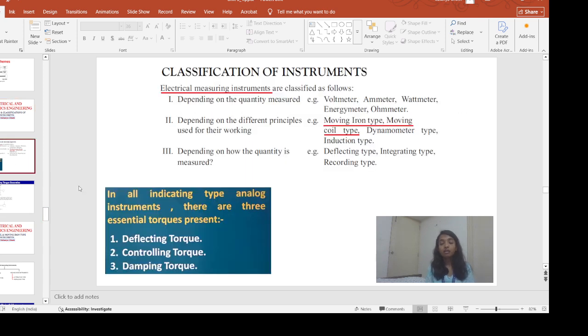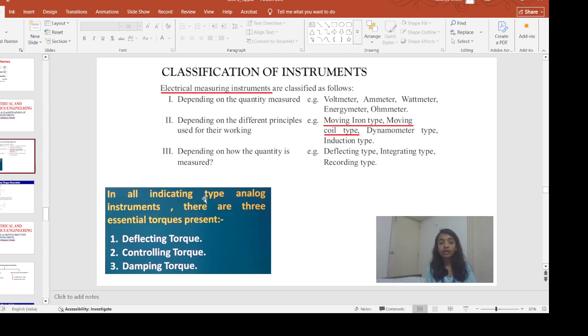Now, the instruments are classified into different types. First, the instrument can be classified depending upon the quantity measured. Under this category, we have voltmeter, ammeter, wattmeter, energy meter, and ohm meter. Next, we have classification depending on the different principles used for their working. For example, moving iron type, moving coil type, dynamometer type, and induction type. Next classification is based on how the quantity is measured. For example, deflecting type, integrating type, and recording type.